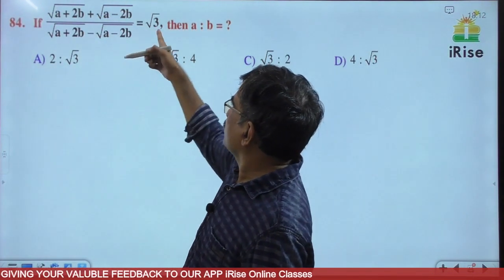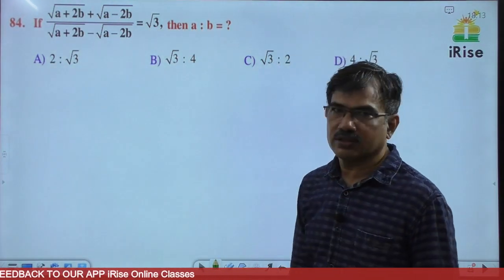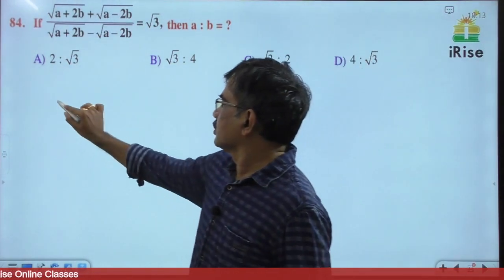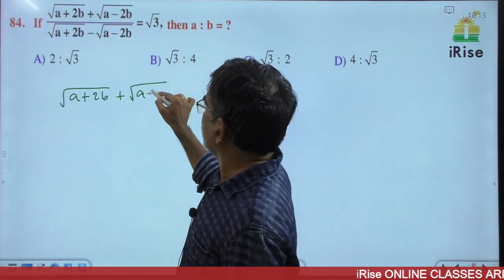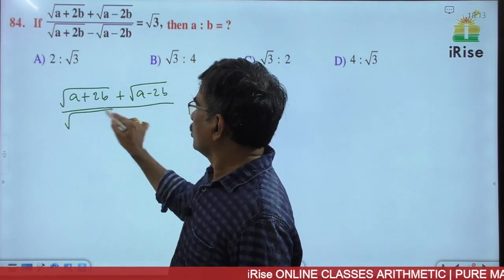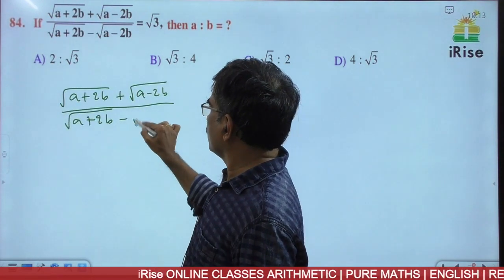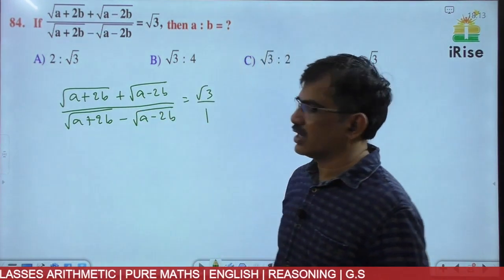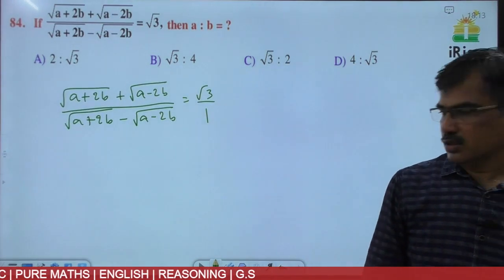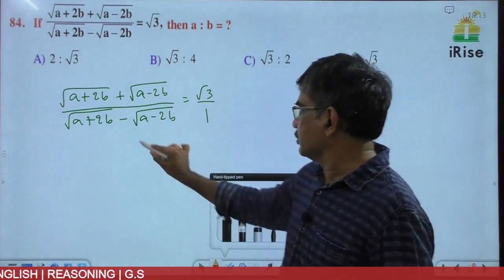Here, if this value is equal to this, then what is a is to b? (√(a+2b) + √(a−2b)) / (√(a+2b) − √(a−2b)) = √3/1. I want to write it like this. Then apply componendo and dividendo.